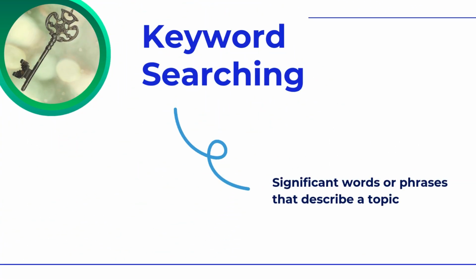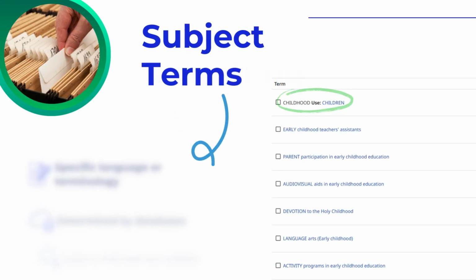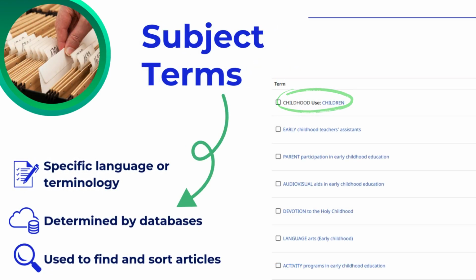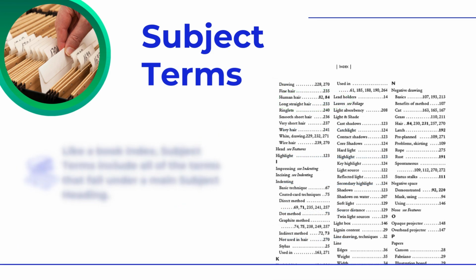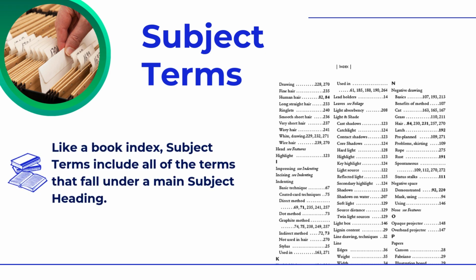Keywords are any significant words or phrases you can use to describe your topic. This is usually the system default in library databases. Subject terms are the specific language or terminology determined by the database to describe a topic. These are the terms databases use to sort and locate articles. Using these is kind of like using the index at the back of a book.